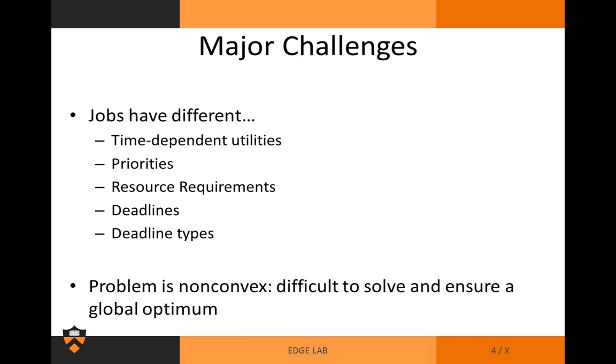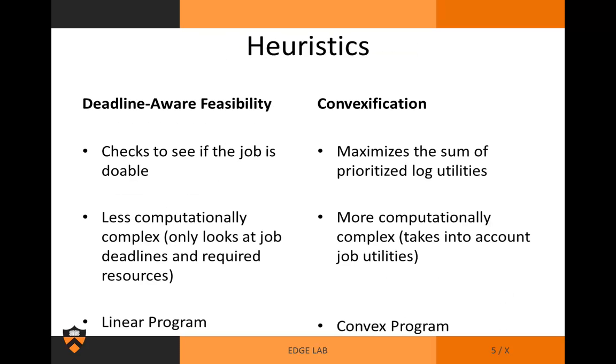There exist several difficulties in doing this optimization. First, each job may be unique. They may be defined by different time-dependent utility functions, priorities, minimum resource requirements, deadlines, and possibly even deadline types. In addition to this, the problem is a non-convex optimization problem. Not only is it hard to solve, but the techniques we can use do not guarantee a globally optimal solution.